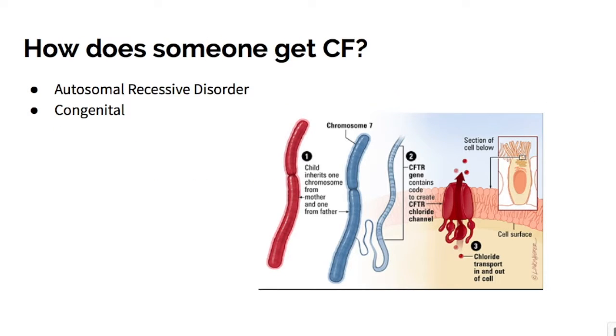So CF, as I touched on, is a genetic disorder. It's classified as an autosomal recessive disorder. It's usually congenital. We all know Punnett squares, how that works.